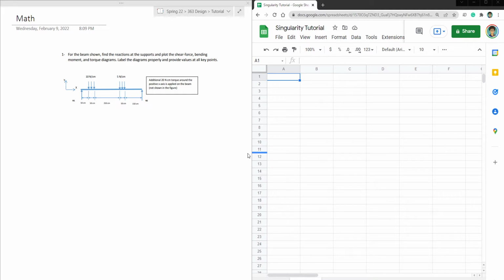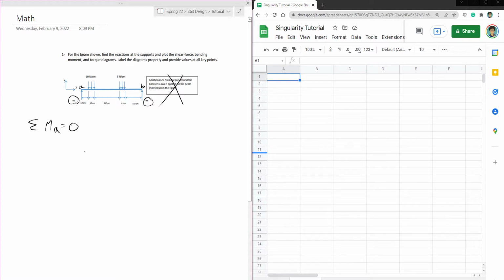So here we have the problem that we used in our homework. I'm just going to go ahead and ignore the torque force on this side because it doesn't really apply for what we're doing right now. So what we need to do is find these two reactive forces. And you can use any method you want to find these two forces. So I'm just going to go ahead and use moments. So we know that the sum of moments at A is equal to 0. This is going to be A, this is going to be B.